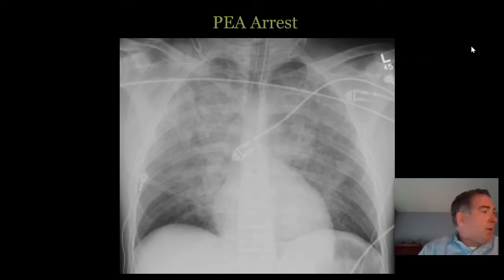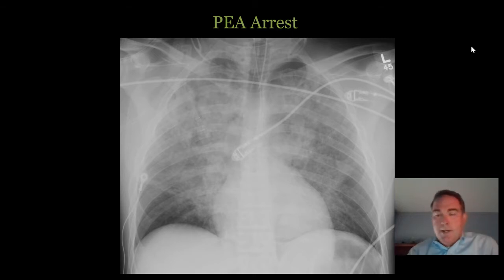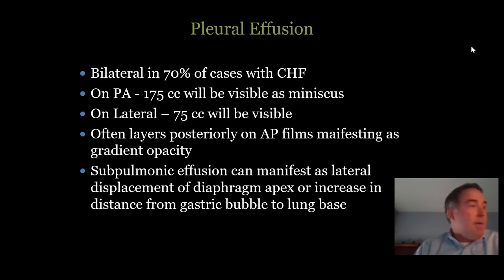This patient after PEA arrest, bilateral airspace disease. Sorry. Pleural effusions are going to be bilateral in about 70% of patients with CHF. It's a test question that comes up sometimes.